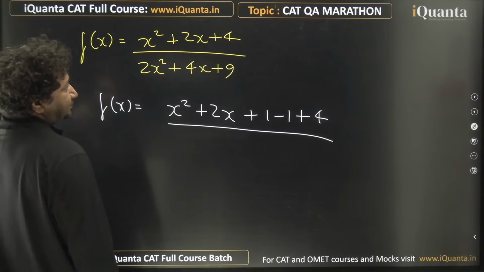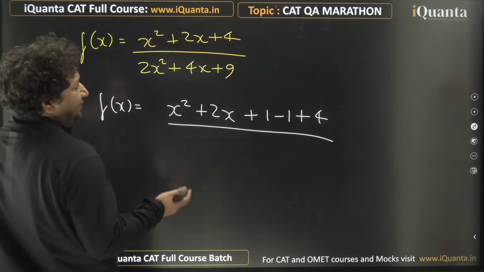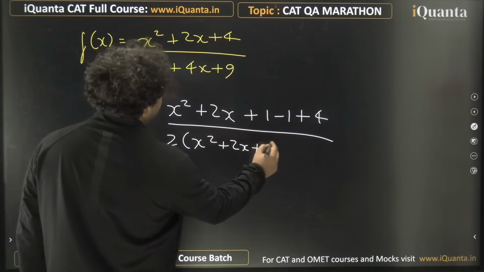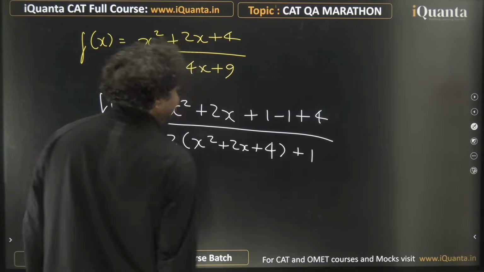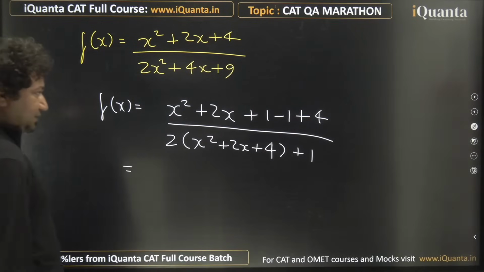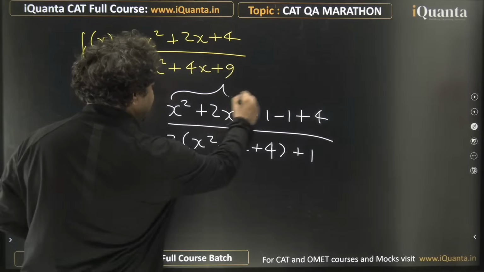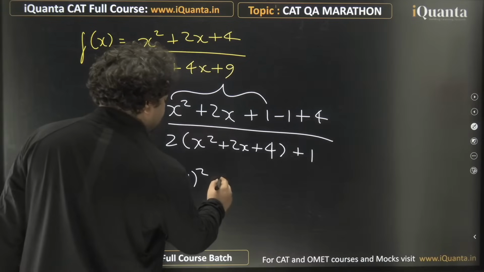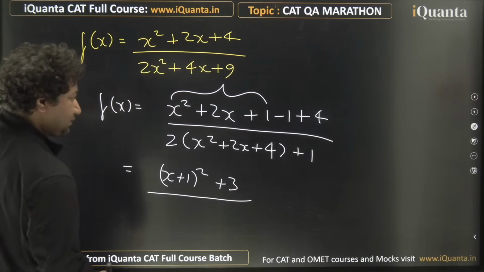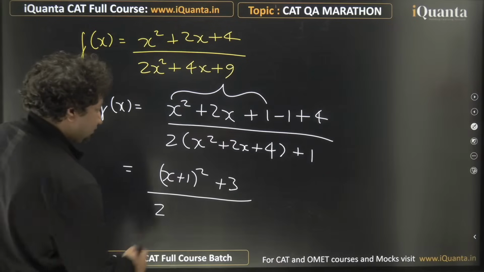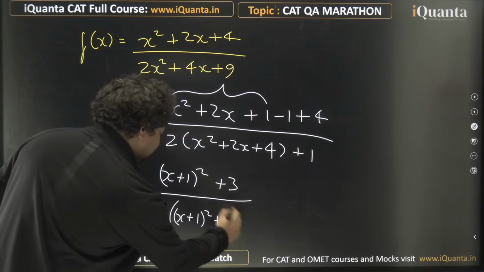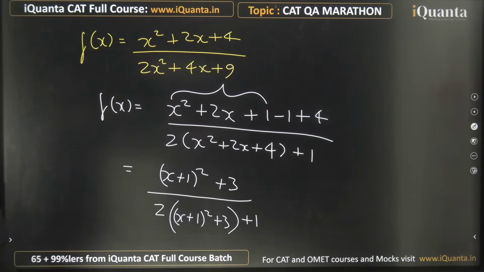Alright. The denominator is just double of the numerator, isn't it? Plus 1 taken outside. When I did that, what do I have? This is basically x plus 1 whole square plus 3 whole upon 2 times x plus 1 whole square plus 3 plus 1. Right? This is what we get.